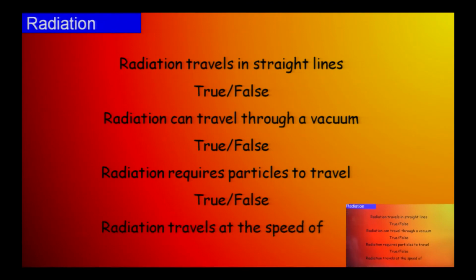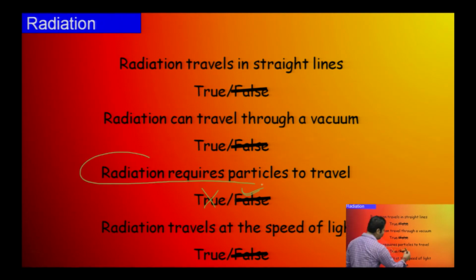Now these are certain questions. Radiation travels in straight lines. True. Radiation can travel through vacuum. True. Radiation requires particles to travel. Actually, it will be "radiation requires particles to travel", this is the correct one. Radiation travels at the speed of light. True. Okay. So, radiation requires particles to travel? No, it doesn't require any particles to travel. So false is the correct answer.